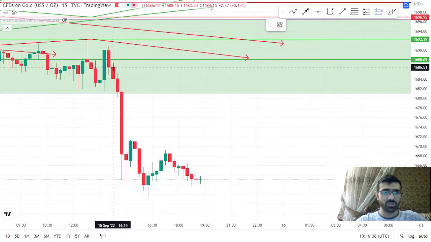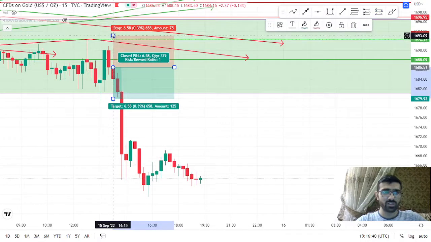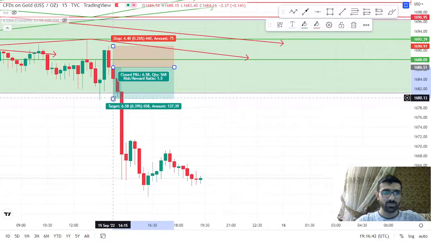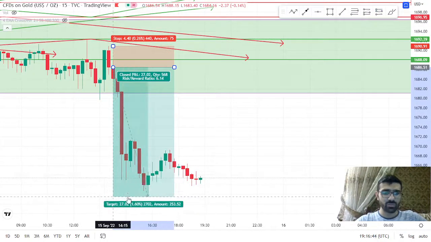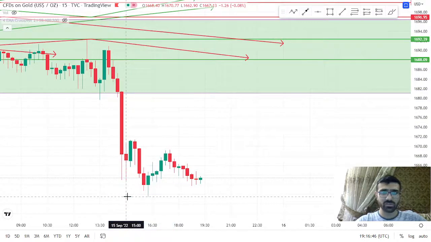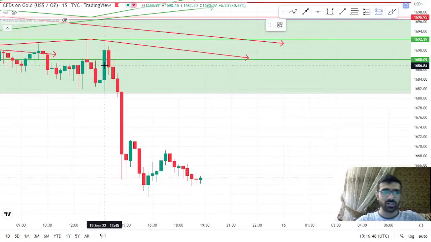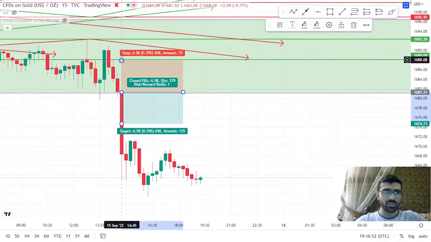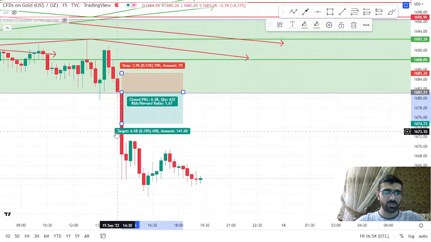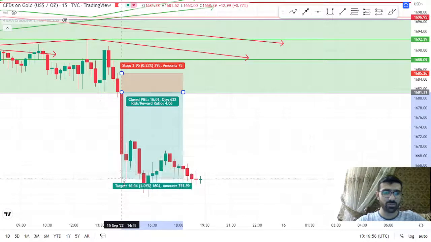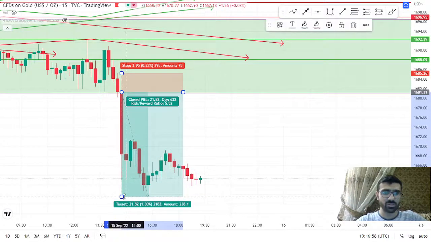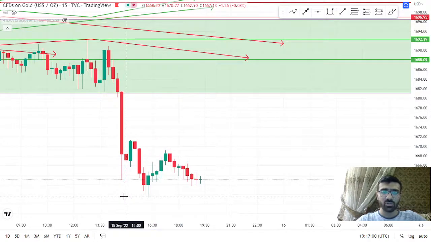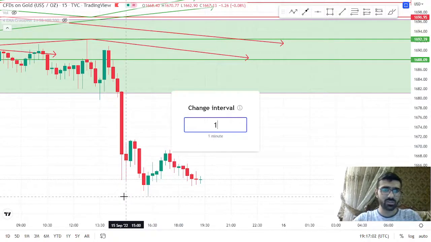Okay, so even if you take a sell trade from here, our take profit would be approximately here, so this would be a 6% profit. And lastly, if we would have sold from here, our stop loss would be over here and our take profit would be over here, so this would be a 5.5% profit. So overall, gold would have given us good profits.